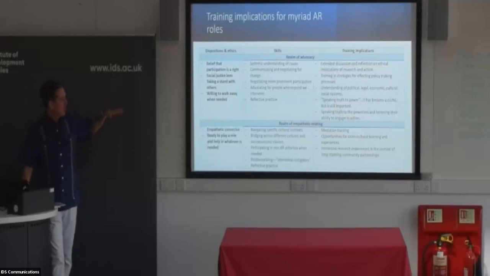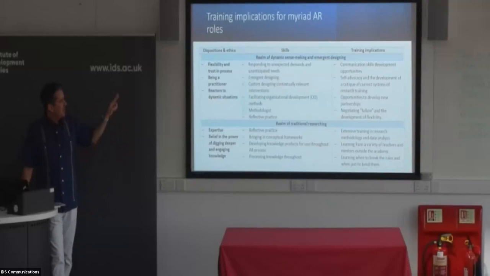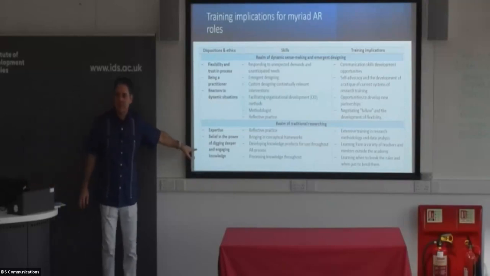So I'm not gonna go through all these here, but we've broken this down into these four realms of advocacy, empathetic relating. We combined dynamic sense making and emergent designing. And then don't forget traditional research. We're not downplaying the importance of traditional research. We're just saying this can't be 90% of what we're being trained on.